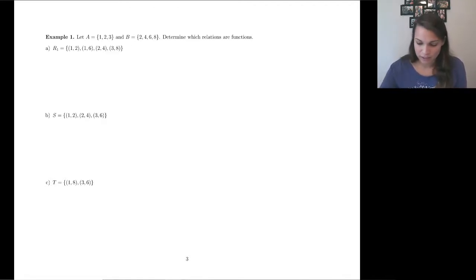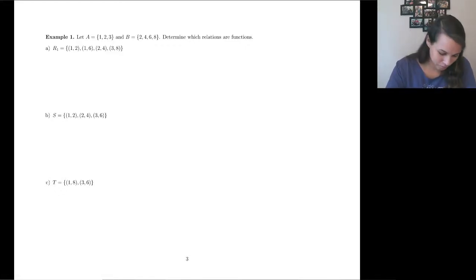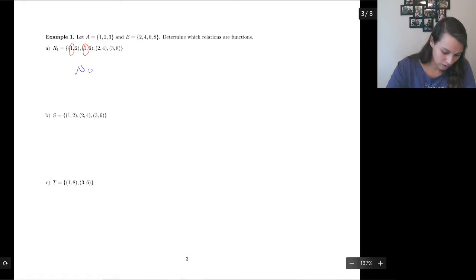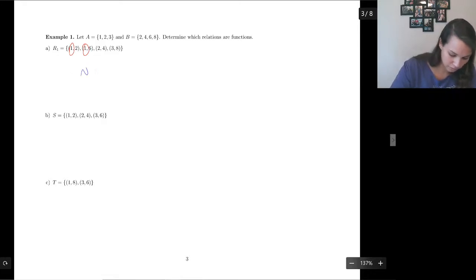Let's look at these relations. Let's try and figure out which of these relations are going to be functions. So we've got our set A, which is going to be 1, 2, 3. We have our set B, 2, 4, 6, 8. The first relation on our list is actually a relation that I used before. But notice right off the bat, we have 1 goes to 2 and we have 1 goes to 6. So this is not a function.